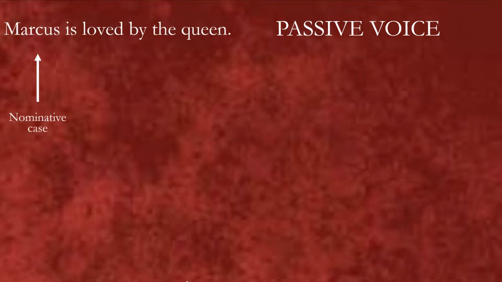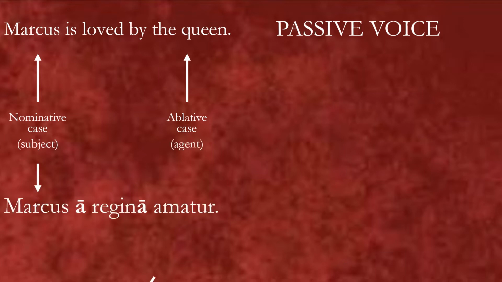Now, if we switch this into the passive voice, Marcus is loved by the queen. Well, Marcus is now in the nominative case. Marcus is loved. That would be enough of a sentence right there. But we want to know by whom he is loved. And by the queen, the personal agent, that'll be in the ablative case. Marcus a regina amatur. So that's a plus the ablative, that's what the personal agent looks like.